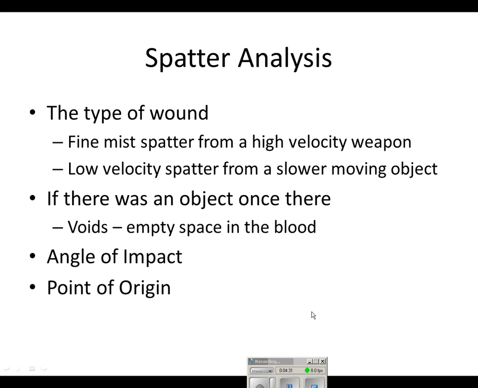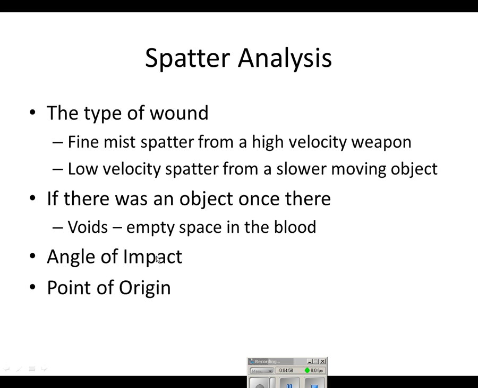When we're looking at spatter, we can figure out the type of wound, because a fine mist spatter is from a high velocity weapon like a gun, and a low velocity spatter is from a slow moving object, where you're going to see larger drops. And if an object was there at some point, we might see a void. A void is just an empty space in the blood pattern, because there was something there when the blood sprayed around it.